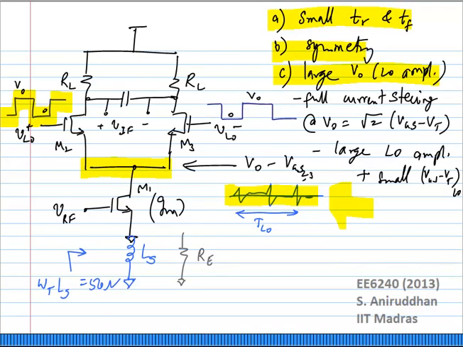And we also discussed what happens if the amplitude is smaller than root 2 times VGS minus VT. Your conversion gain will get impacted, right? If the devices don't switch completely, then your conversion gain will be much smaller than what you can have with full switching.